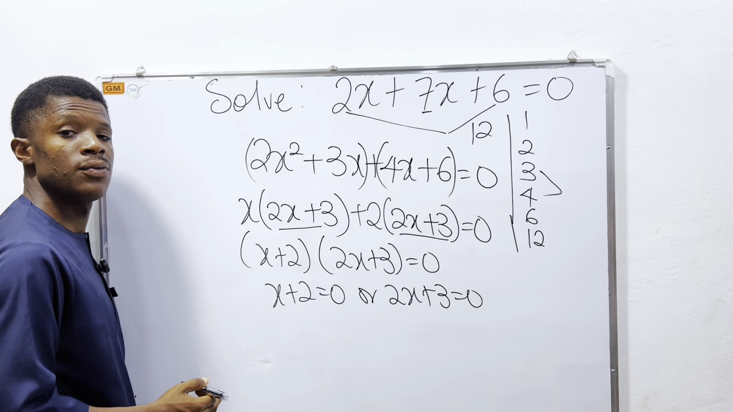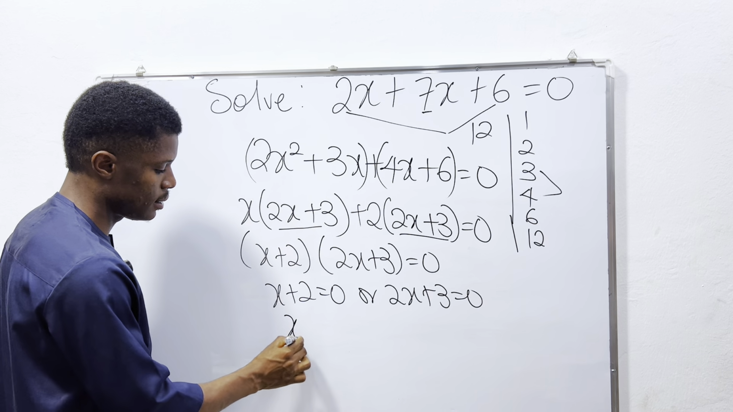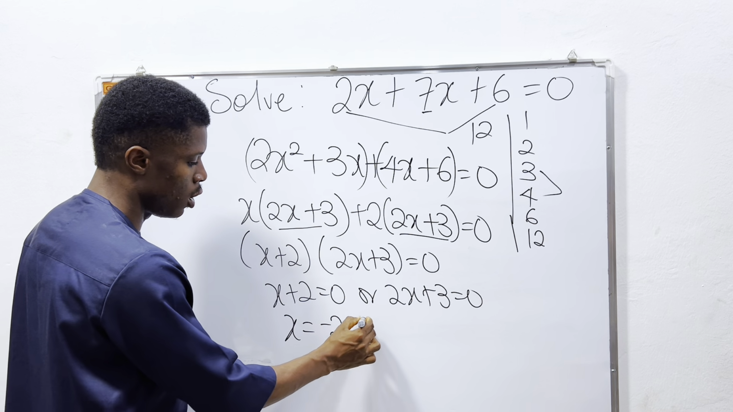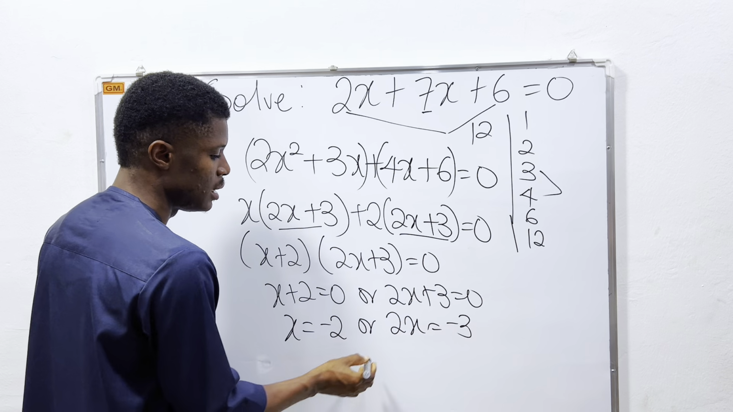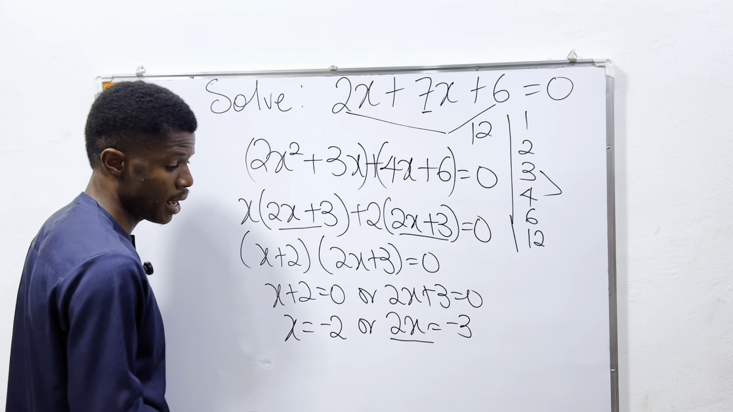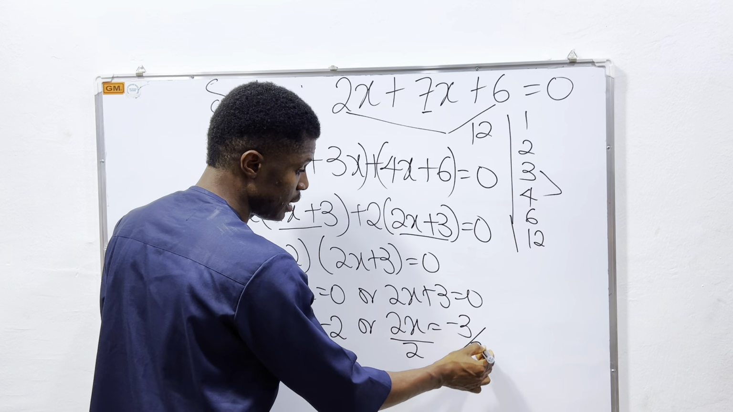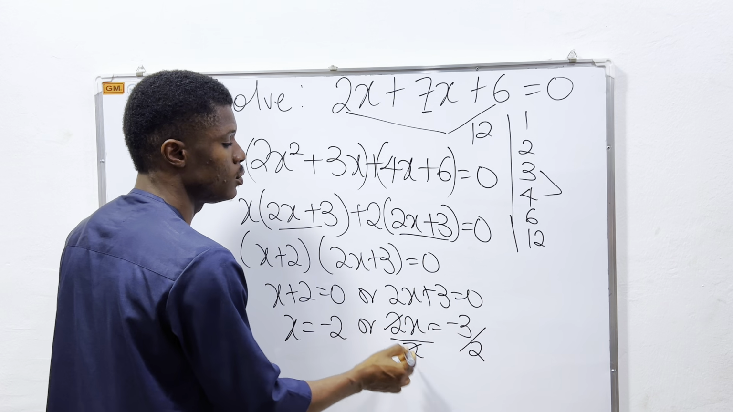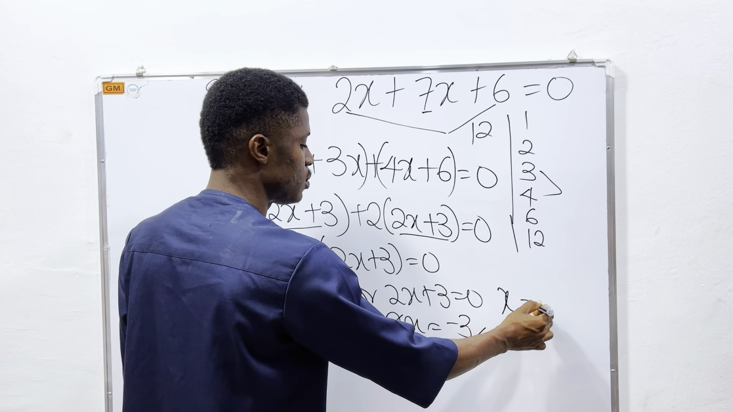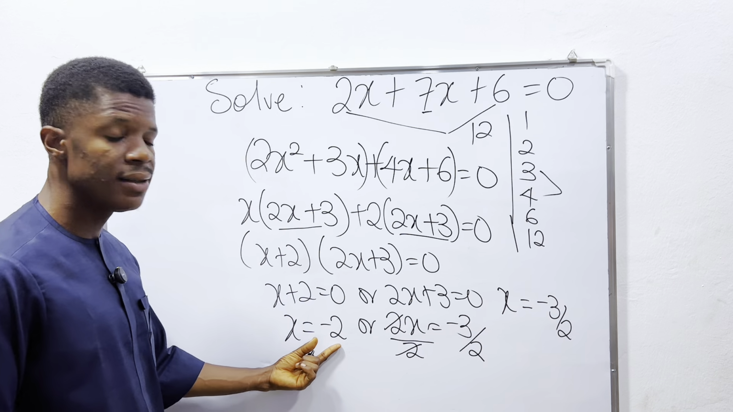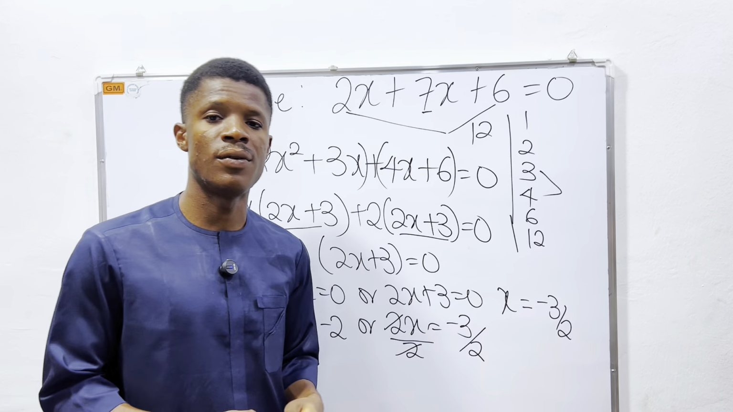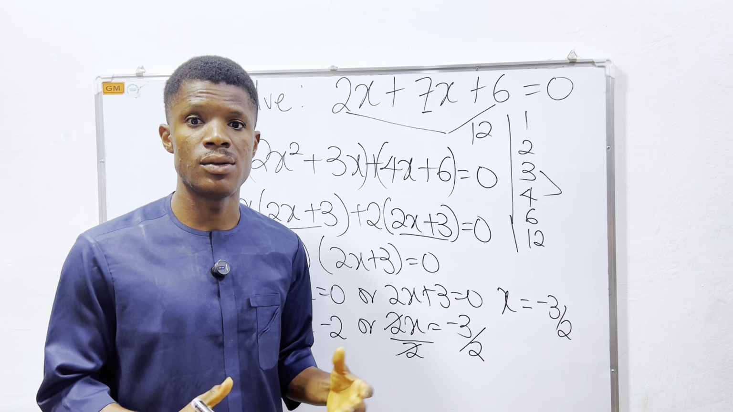We subtract 2 from both sides, so x is equal to negative 2, or 2x is equal to negative 3. Then divide by the coefficient of x, which is 2. If you divide by 2, you see that x is equal to negative 3 over 2. So the two solutions are negative 2 and negative 3 over 2, the two possible values of x.